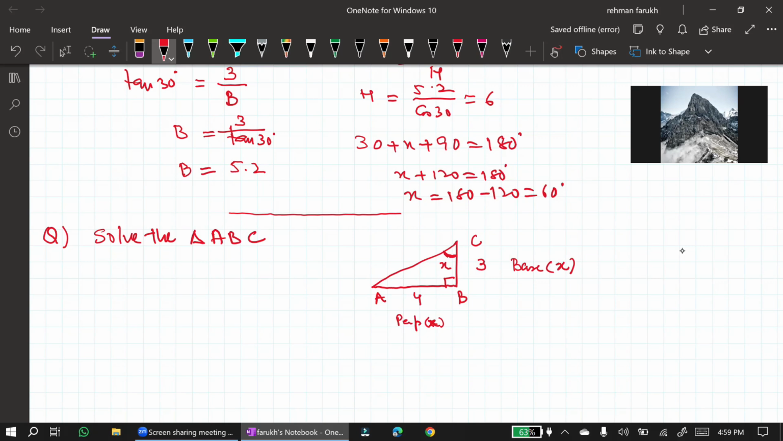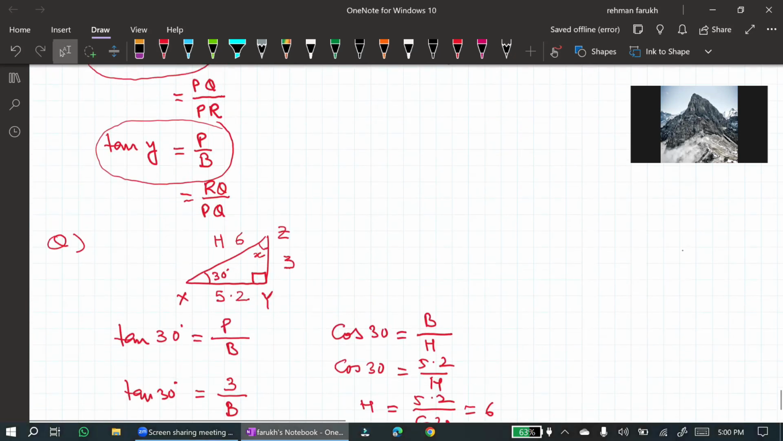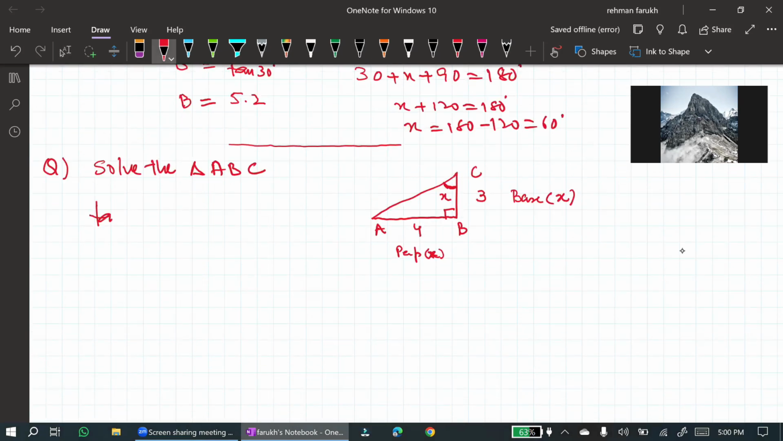We will use the trigonometric ratio to find out the angle X. Now, in which trigonometric ratio are both base and perpendicular there? Yes, this one, tan. So we will write down tan X is equal to perpendicular over base. According to X, the perpendicular is AB, 4, and the base is BC, 3. Now tan X is equal to 4 over 3. Now we want to find X. We will shift tan to the right hand side. When we shift tan to the right hand side, it will become tan inverse 4 by 3.